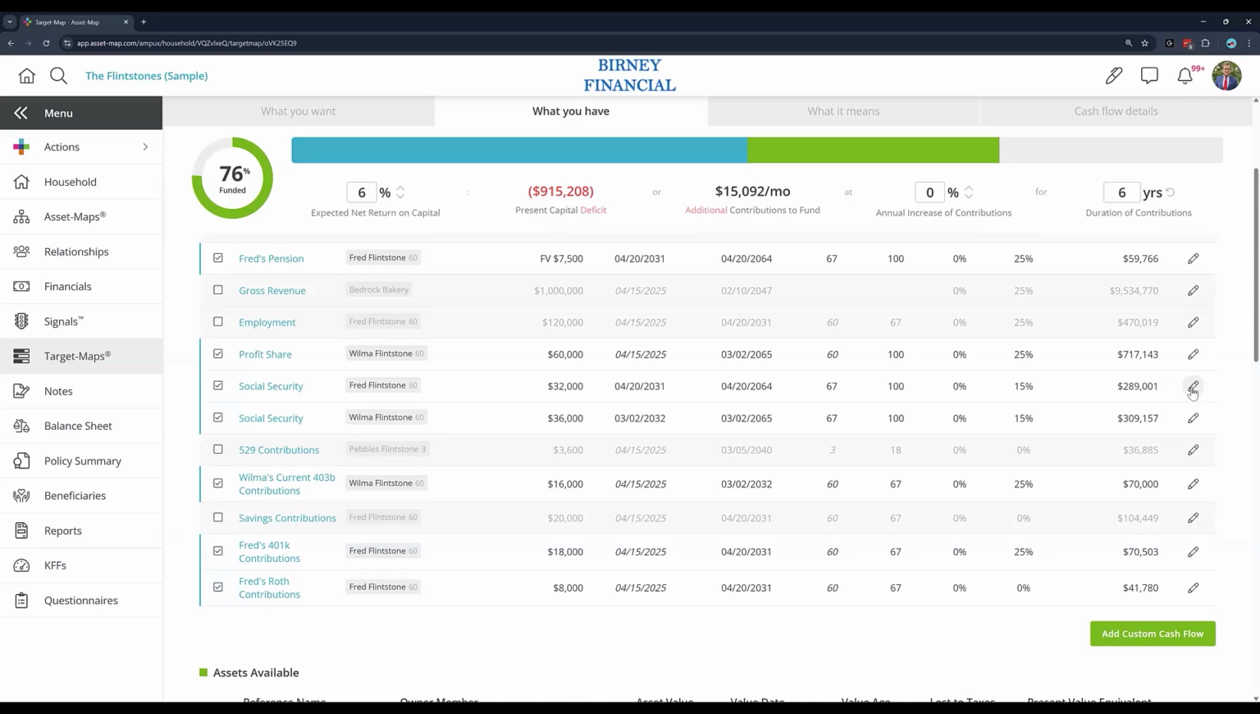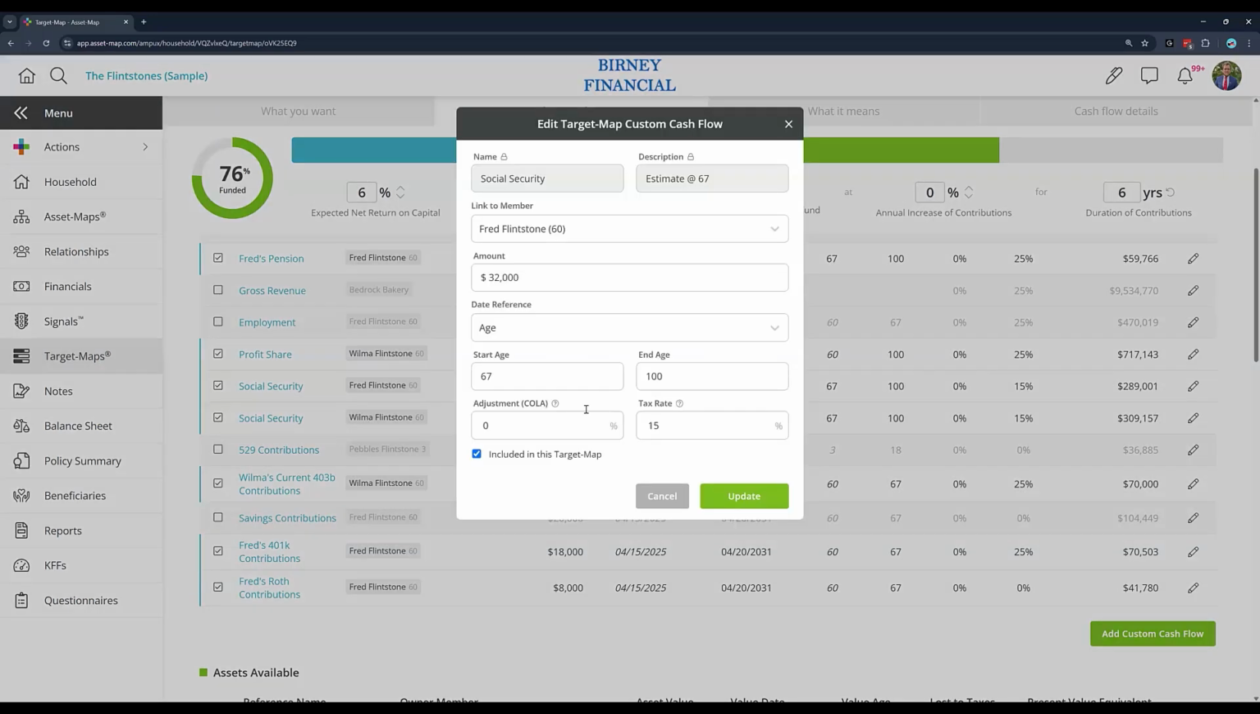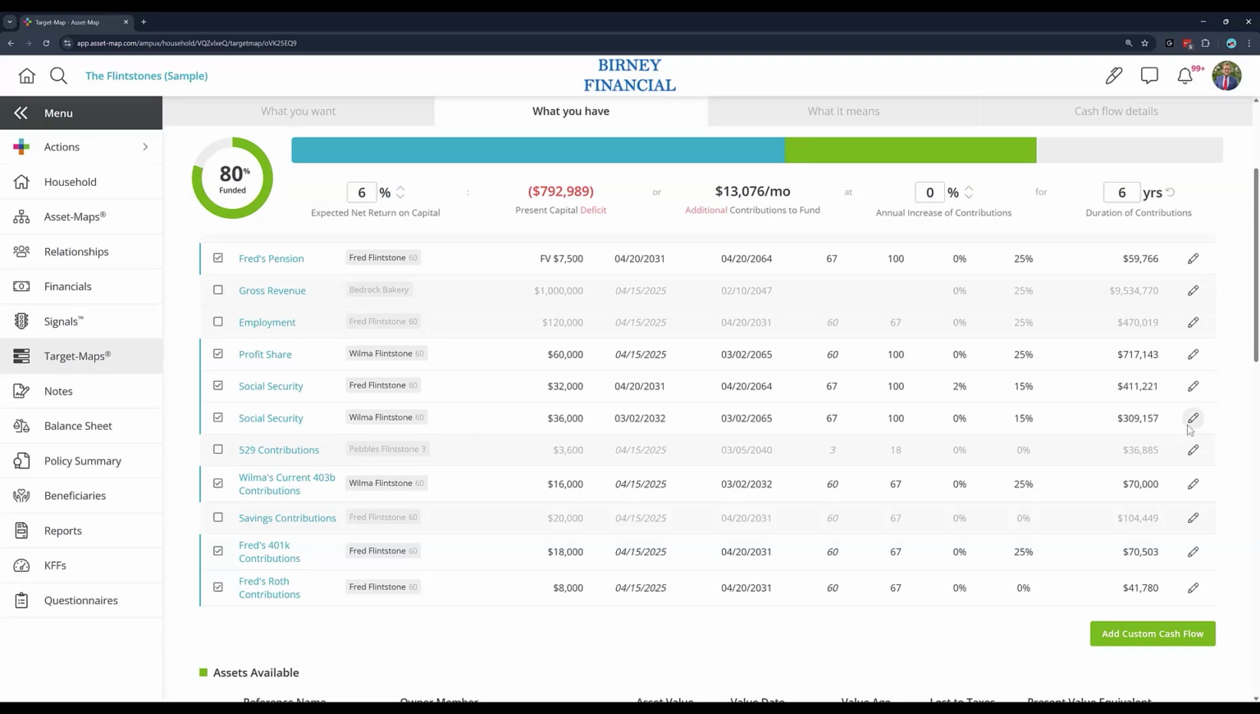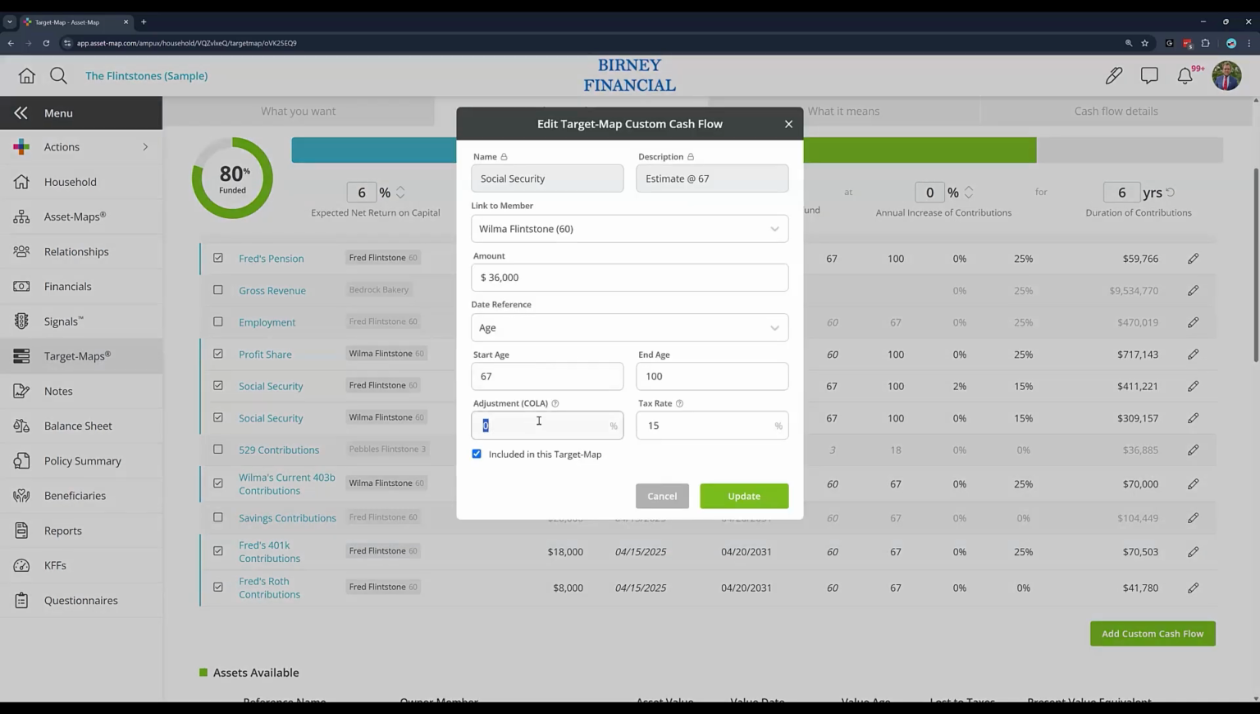Social Security will get adjusted here because by default, I have no COLA, but we know that Social Security does increase if inflation goes up. So let me match that COLA to what was on the other end, 2%. I'm also assuming we are less taxed on that because we tend to be in a better tax situation in retirement. So we click update there. Do the same thing for Wilma down here. Give her a COLA bump and click update. And that's going to increase that present value by quite a bit.